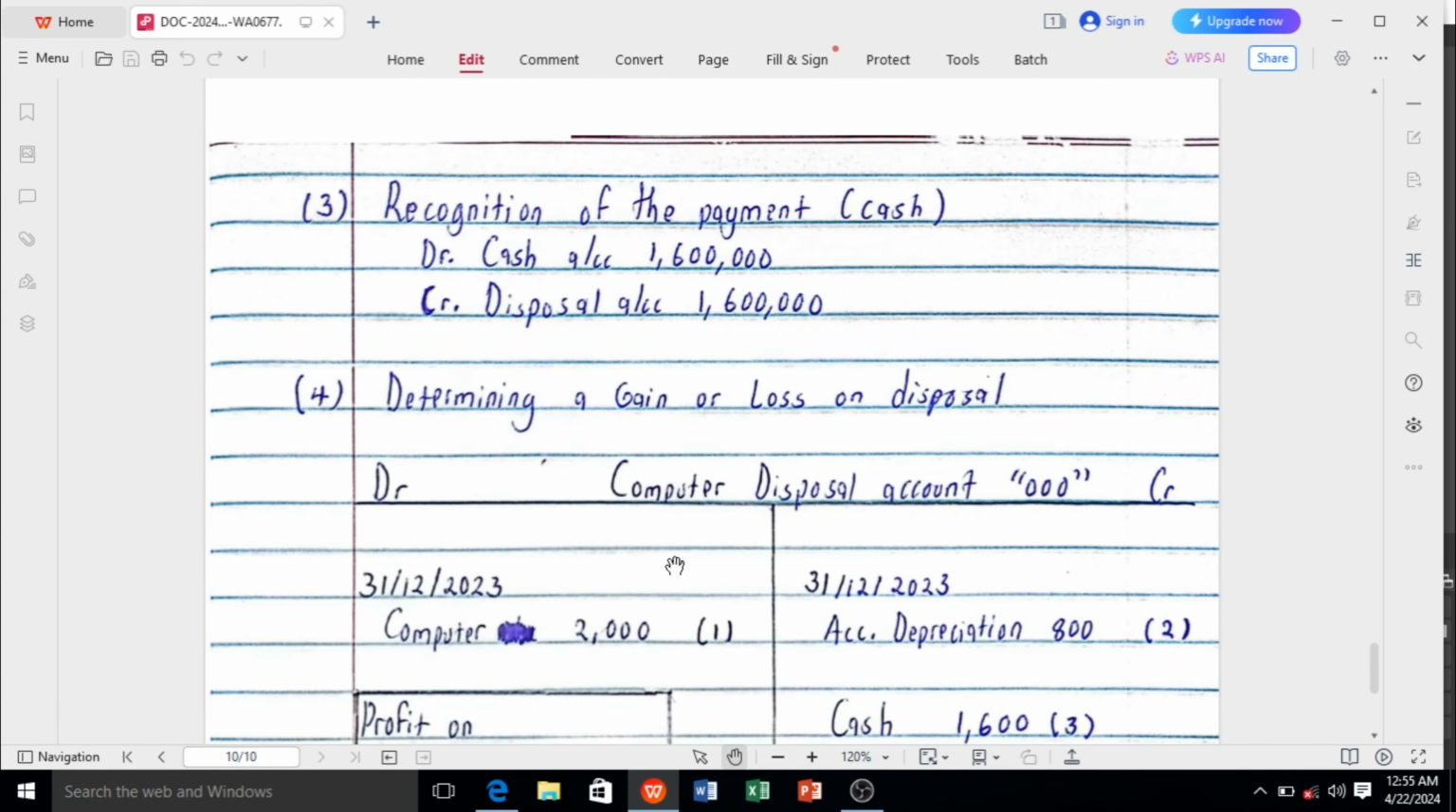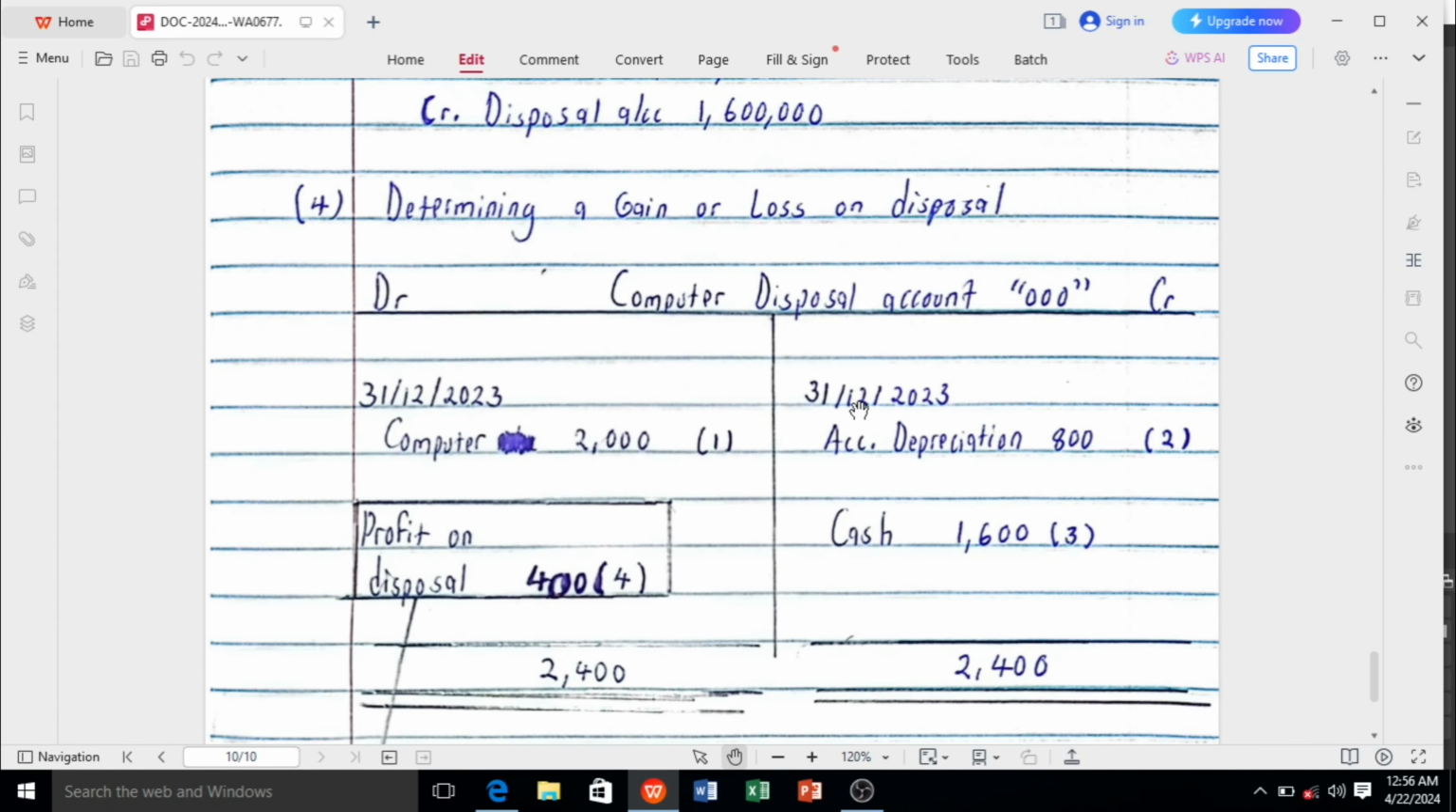Then the fourth one, I told you, once you complete all the 4 steps, you will know that you're done with the disposal, and the number will be complete. So step number 4 is determining a gain or loss on disposal. I had not yet drawn my T account for the computer disposal account, so I draw it, debit side, credit side. I cater for the 3 zeros.